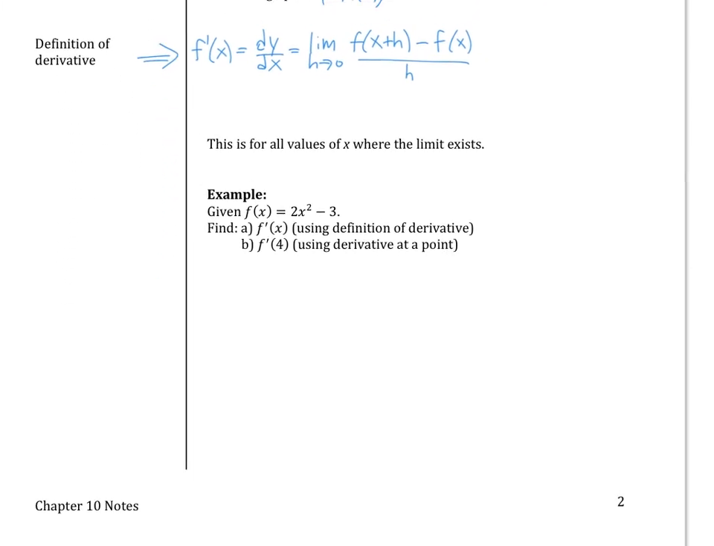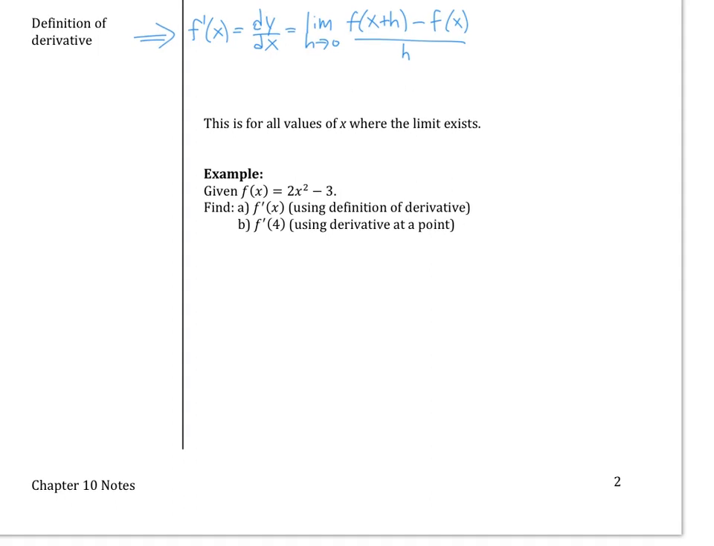So let's take a look at an example. Let's say you have the function 2x squared minus 3. You need to find a, the derivative of x, and b, the derivative at the point 4. For a, we're going to use the definition of derivative to help us figure out the answer. The definition says f prime of x is equal to the limit as h goes to 0 of f of x plus h minus f of x, over h.